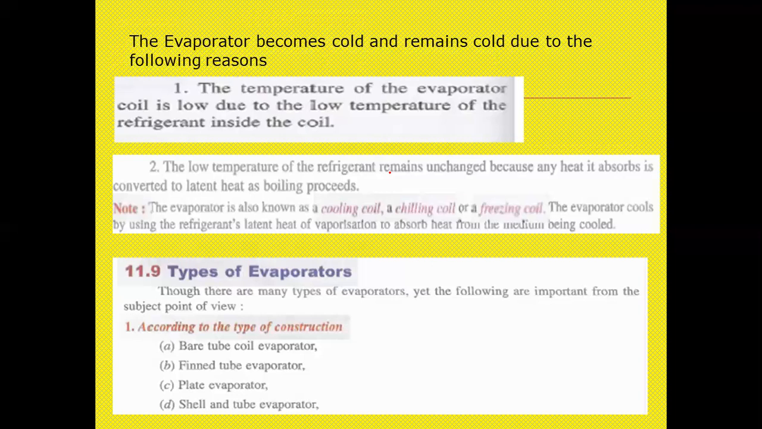What is the first reason here? The temperature of the evaporator coil is low due to the low temperature of the refrigerant inside the coil. Generally the temperature of the evaporator coil is low, and inside the coil you are maintaining the low temperature refrigerant. So that is the first reason the evaporator becomes cold and remains cold.